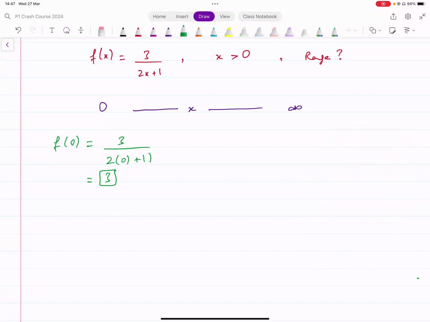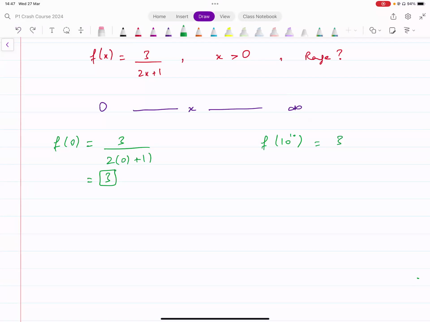Now, if you can't figure this out in your head like that, another possibility is you just put this on your calculator. So infinity means an extremely large number. So just put an extremely large number on your calculator. So maybe f of 10 raised to power 10, right? And see what happens with that value of x.